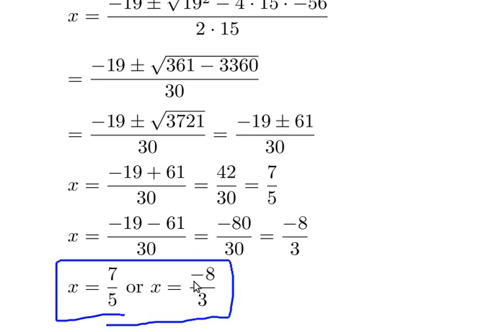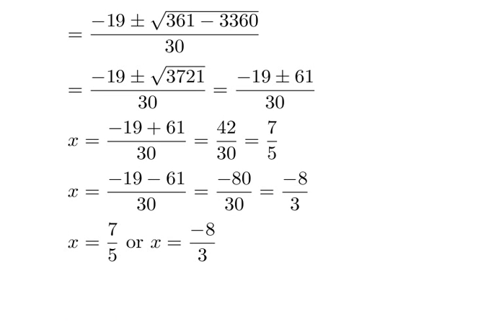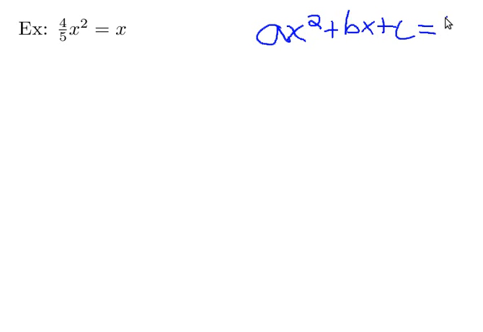But now, let's go into something very different. Remember that I said the quadratic formula applies. It can be used in any case. So, what if we have a problem? Let's go ahead and go to a new example. What if our problem looks like this? Four-fifths x squared equals x. This is pretty different from what we've seen so far, because normally we have it in ax squared plus bx plus c equals 0. Normally we have it in this form, but it's not there in that case.